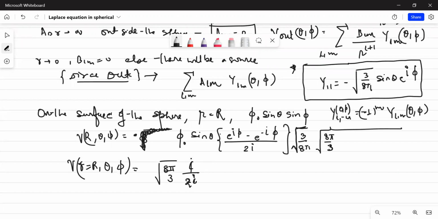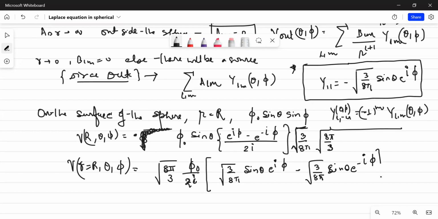And then you have this phi naught also written here. And then inside you have root over 3 upon 8 pi, and then you have the sine theta e to the power iota phi. Okay. And then you have this minus, and this is root over 3 upon 8 pi, and then you have this sine theta e to the power minus iota phi. Is that clear? I hope it is clear.